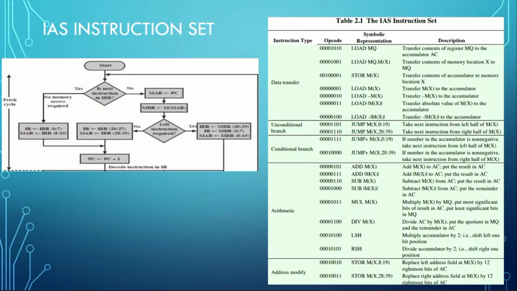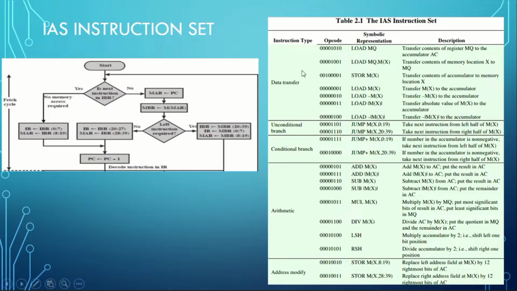Okay, so let's talk about the IAS instruction set. Remember the IAS was written in assembly language, and this assembly language has got mnemonics like load, and we could jump, we could add, we could sub, we could multiply, we could divide, left shift, right shift, store, and whatnot, right? So this is basically assembly language, and this is the machine language that the assembly language was derived from.